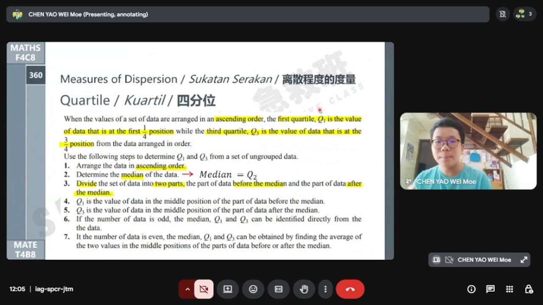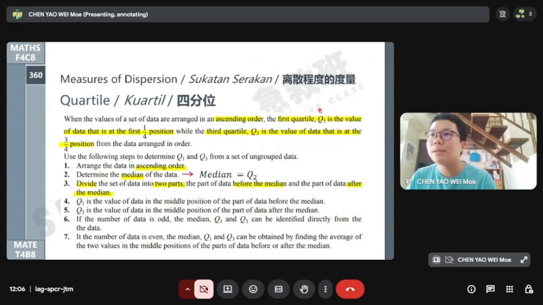For example, we have one set of data. Here is the data: 4, 5, 8, 9, and 12. The total number of data is 5, right? And I want you to find the median. How do you find the median? Use your own method to find it. So you can say that 8 is the median, the middle position.